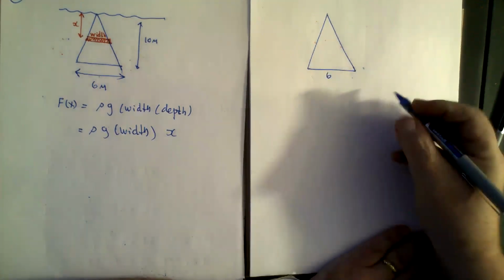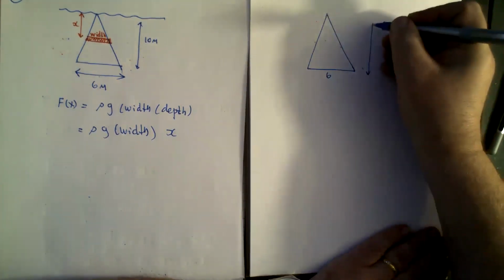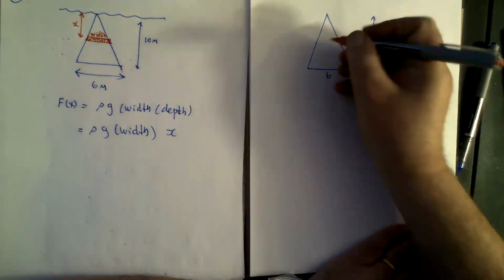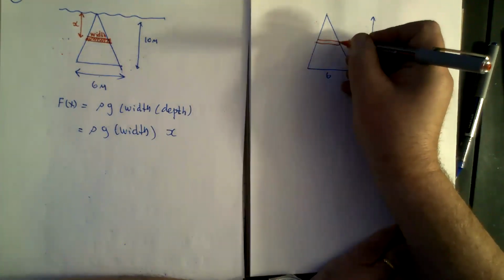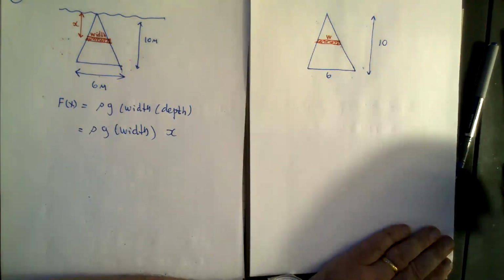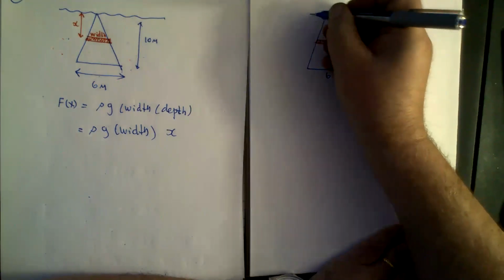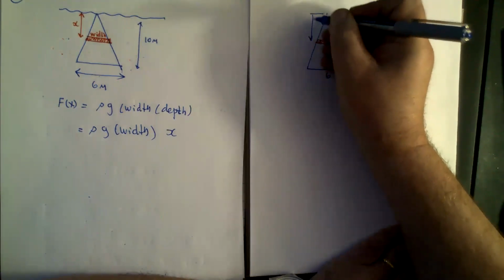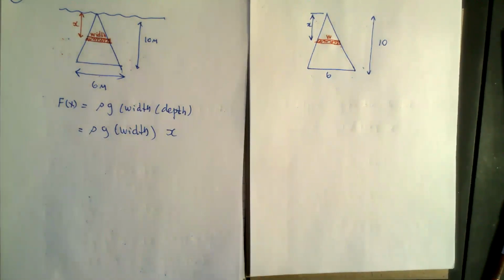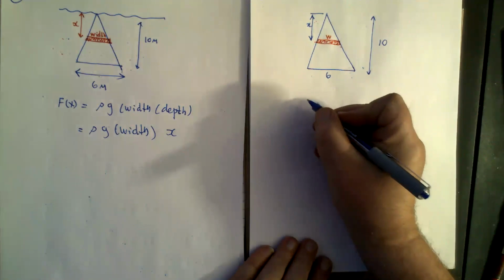Put in 6 here. Put in the vertical distance 10. Put in my little strip again. Let's call the width W because it's easier to write. And let's put that distance from there to there, X. And I am going to find what W is equal to, the width, in terms of X. And the way I'm going to do it is by similar triangles.